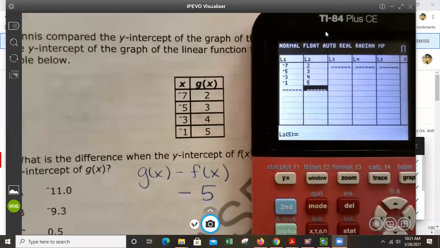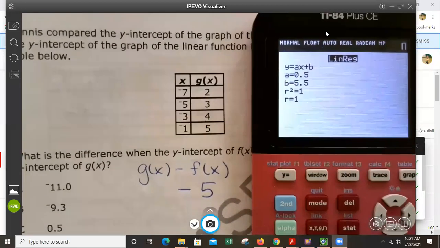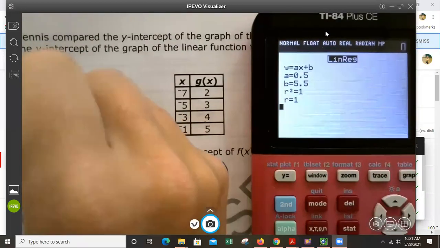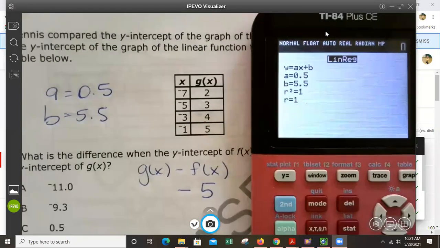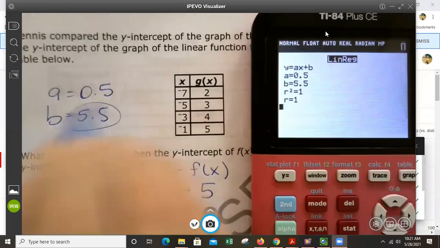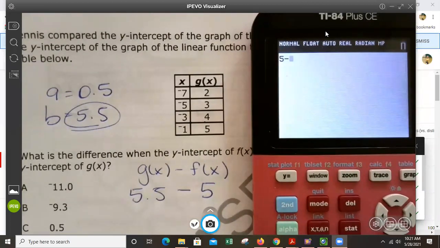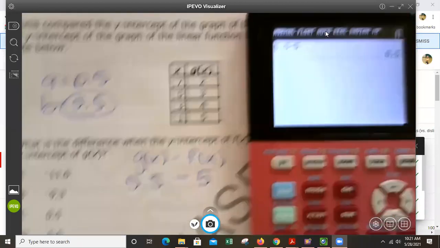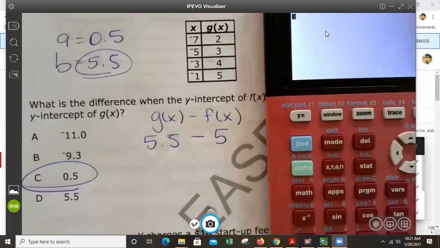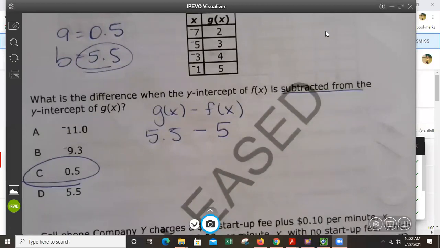Stat, calc, and linear regression. And we have that A is 0.5, B is 5.5. Which one is your y-intercept? Yes, 5.5. So then what is 5.5 minus 5? 0.5, all calculator active. Okay, so asking just a couple questions, not that bad.